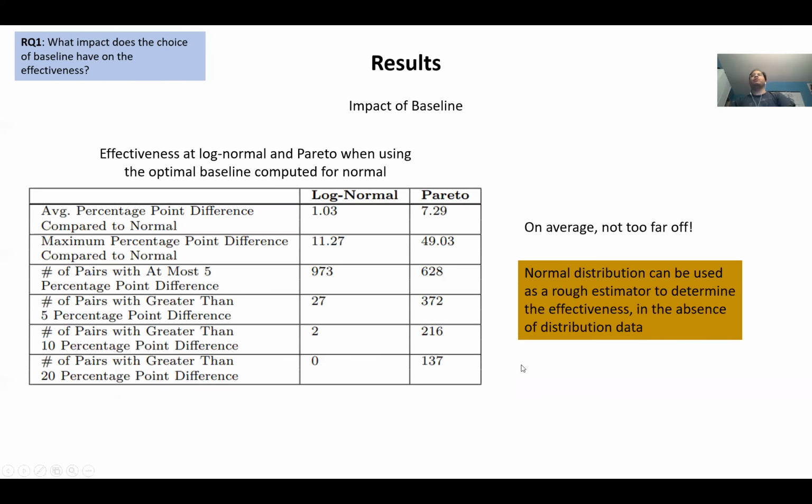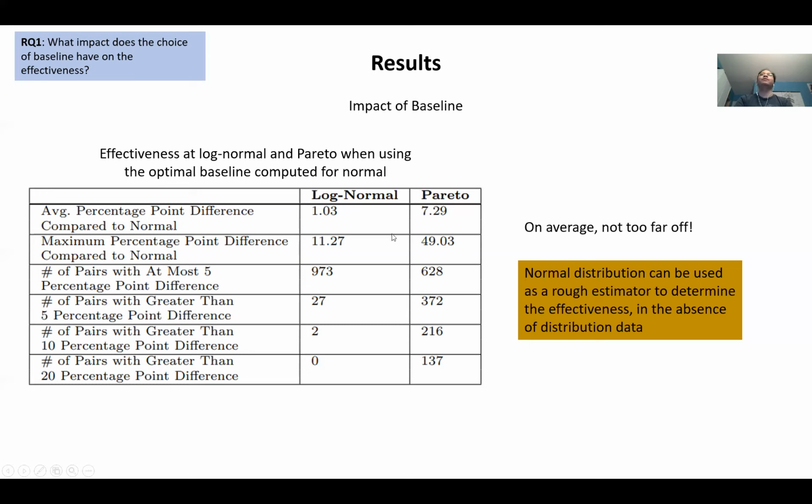Okay, so one of the other questions that I tried to answer for this RQ is I tried to compare the normal distribution with the log normal and the Pareto distributions. And what I did here specifically is I tried to use the optimal baseline that's computed for the normal distribution. And then I tried to see what the effectiveness is going to be if the distribution actually had been log normal or Pareto. Okay. And in this case, you can see that the effectiveness is actually not too far off on average.